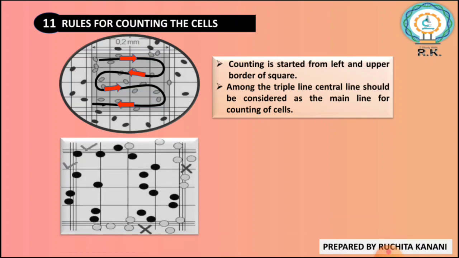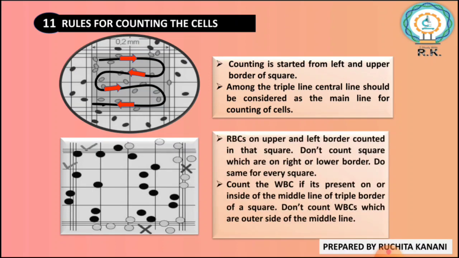Then count the cell if it is present on or inside of the middle line of the triple border of a square, and do not count white blood cells which are on the outer side of the middle line.